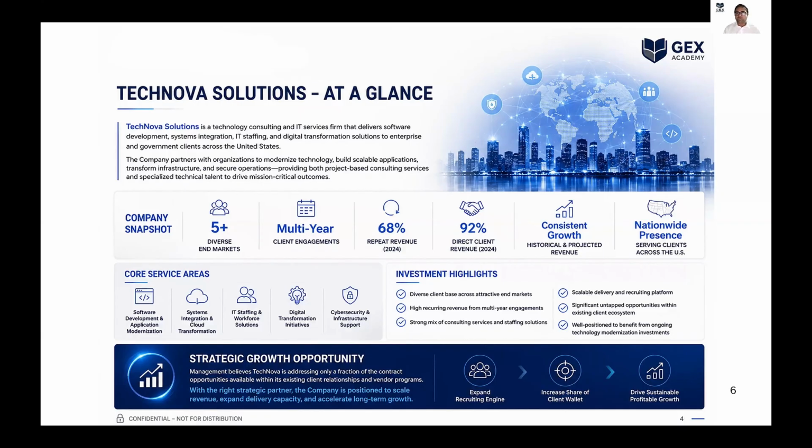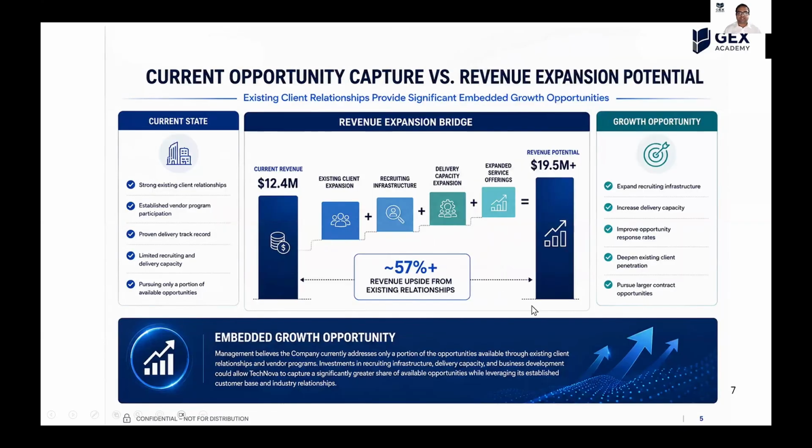So as we move into the next few slides, we're going to start examining that growth story in more detail, and we will determine whether the opportunity appears realistic and achievable.